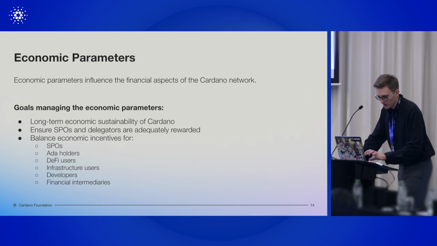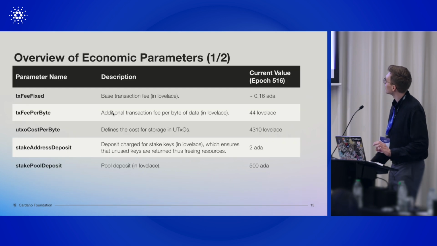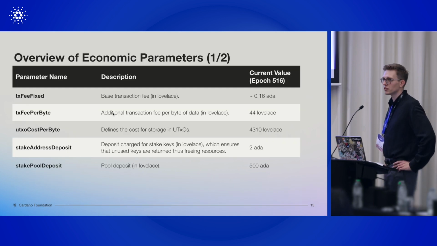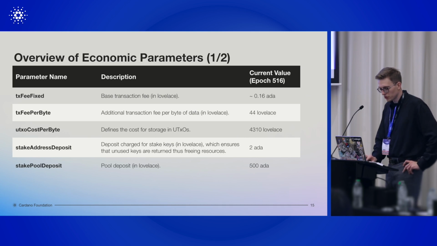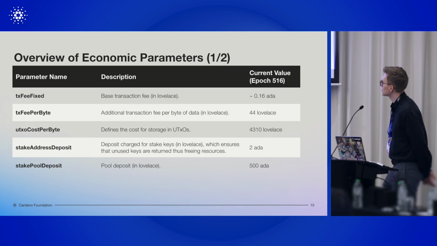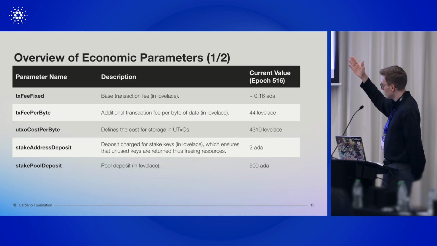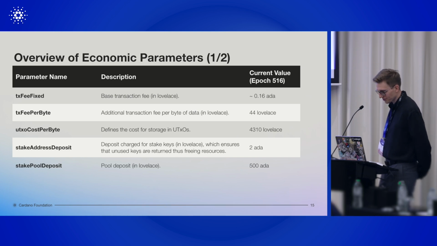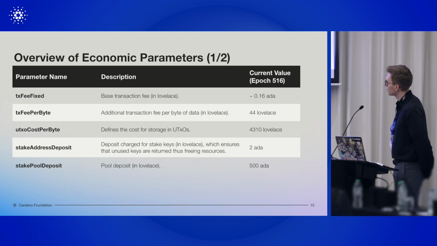Now I'll give you an overview of the different economic parameters. As I mentioned before, we have the transaction fee. For those who didn't know, there are two parameters for it. There's a base transaction fee in Lovelace that is fixed, which is around 0.16 ADA. And then we have the transaction fee per byte, which is the dynamic part of the transaction fee: on top of the fixed fee, you have a fee per byte of data, also 44 Lovelace. And that's how the transaction fee is calculated.